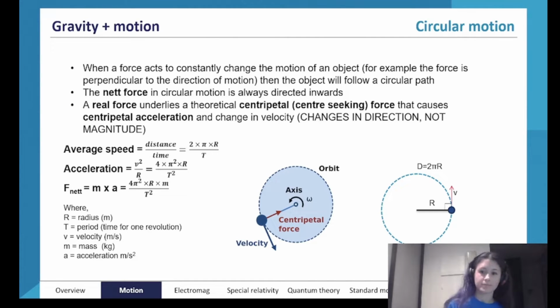Okay, so getting onto our centripetal acceleration, our circular motion. So when a force acts to constantly change the motion of an object, then the object will follow a circular path.